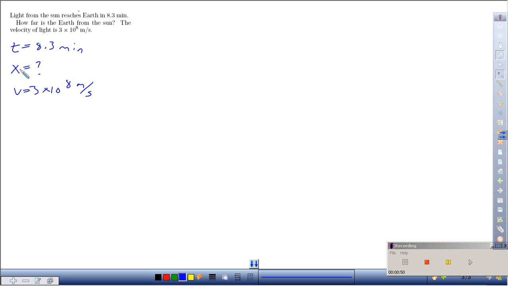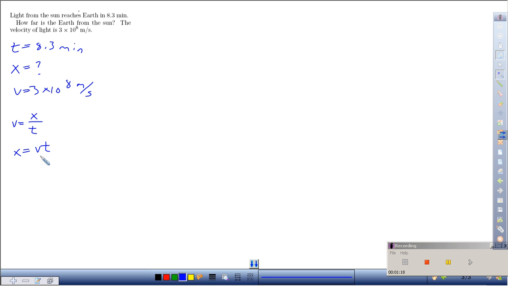So now, do I have a relationship between my displacement, my velocity, and my time? I do. I know that my velocity is my displacement divided by my time. That's my average velocity. If I rearrange this equation, I'm going to multiply by time on both sides. So what I get is my displacement equals my velocity times my time.